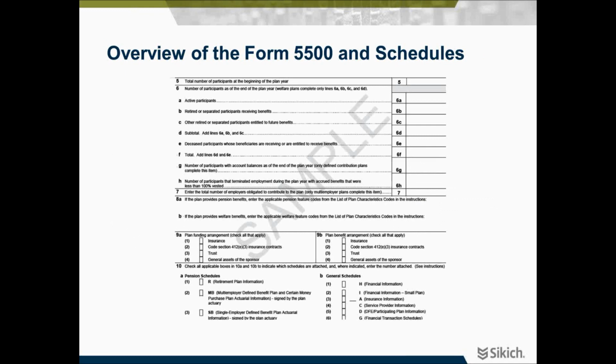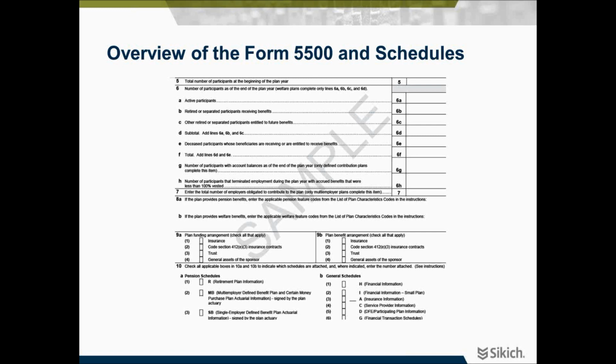For lines 5 and 6, where we're starting to give the participant counts, it's important to understand the different categories of participants. If we here at Sikich are preparing your Form 5500, we can help you determine the information that's needed here. Basically, line 5 is the beginning of year participants, and it helps you determine if you have a large or small plan. This is not going to be necessarily the same number as line 6d or 6f of the previous year's return.